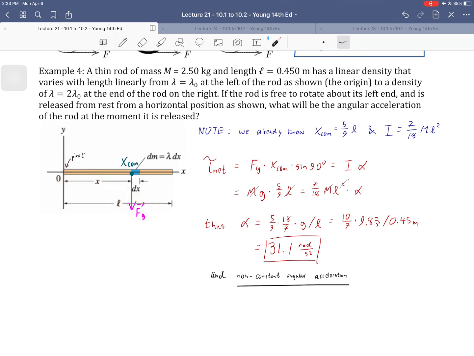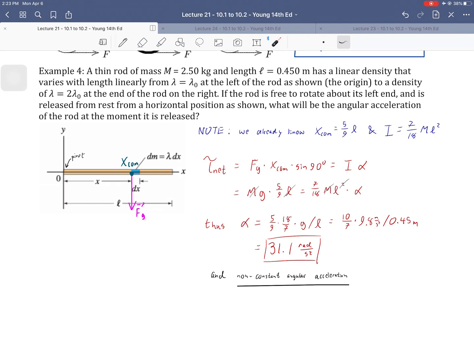Well, then the rod would have already started to rotate, right? It's going to be pointing downward somewhat, and the angle between the gravitational vector and the displacement vector is no longer going to be 90. It changes. It instantaneously changes as the rod starts to pivot.